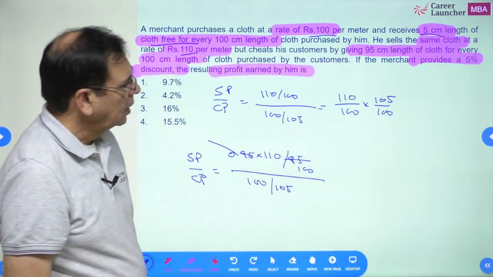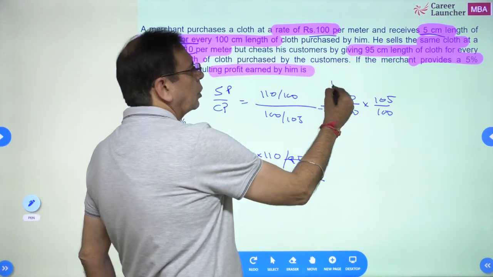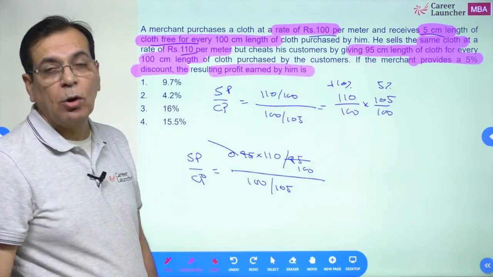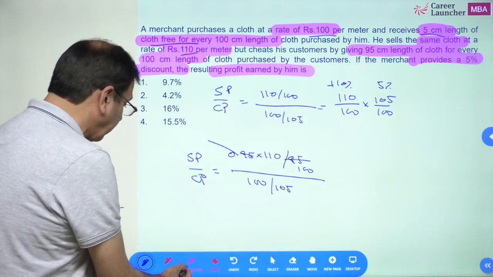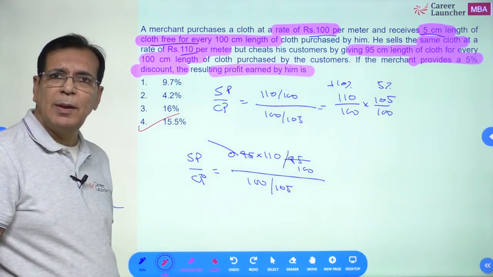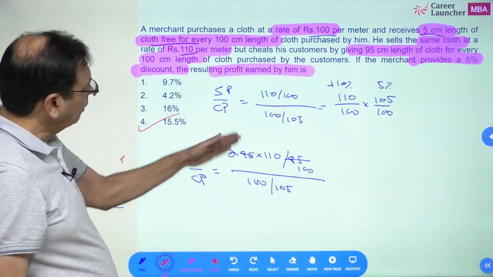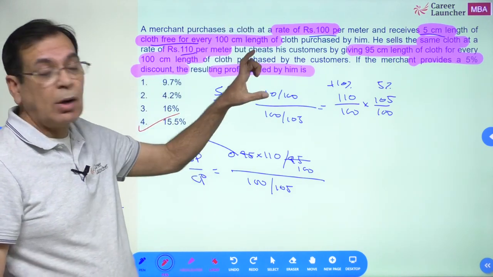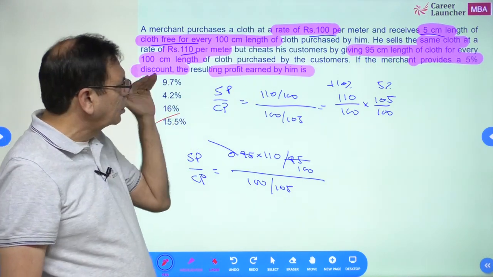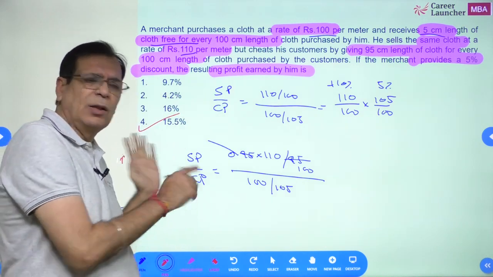What are these? Are not these two successive increments of 10% and 5%? If I got two successive increments of 10% and 5%, my answer should be 15.5%, A plus B plus AB by 100. It looks difficult, but it is a simple question of faulty weights, and in these questions, typically you need to say SP by CP minus 1, and that is what we have done.